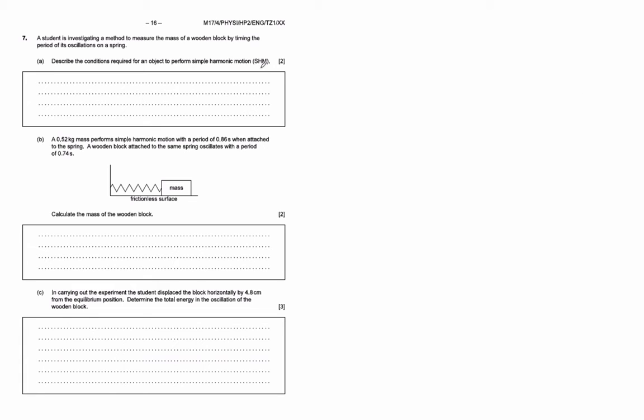So describe the conditions required for an object to perform simple harmonic motion. That's our first thing, right? Okay. Remember that the rules are that you've got an equilibrium position, and that the force is toward equilibrium and proportional to the displacement. So if you double the displacement, you'll double the force, and it's toward the equilibrium.